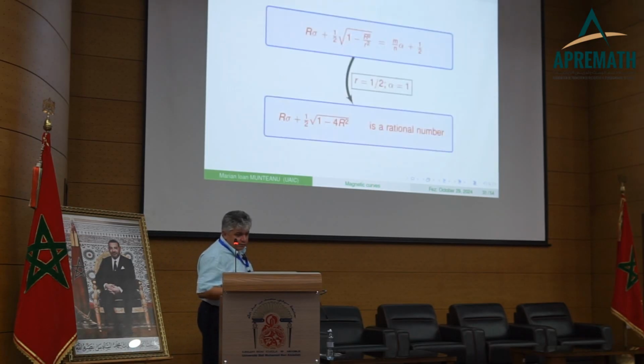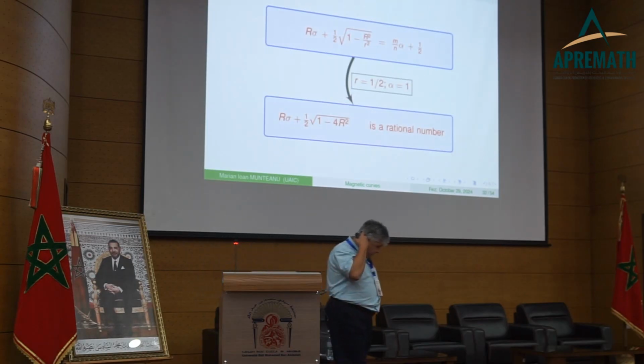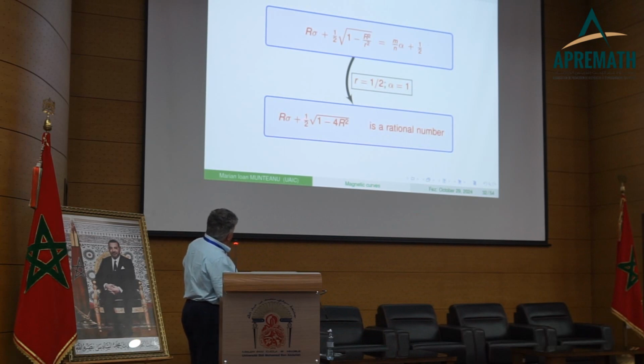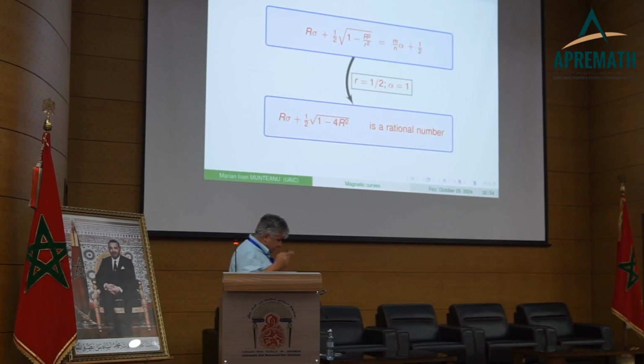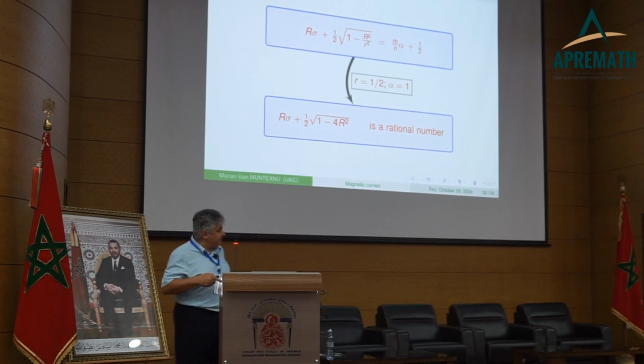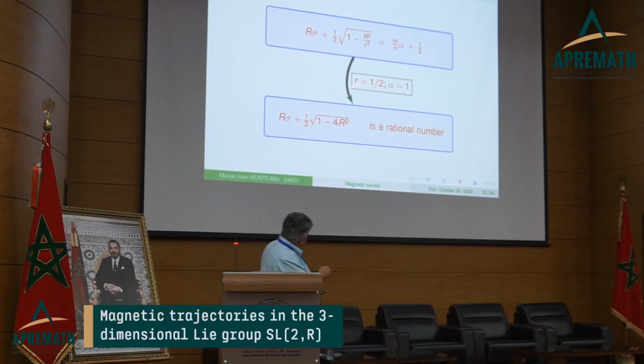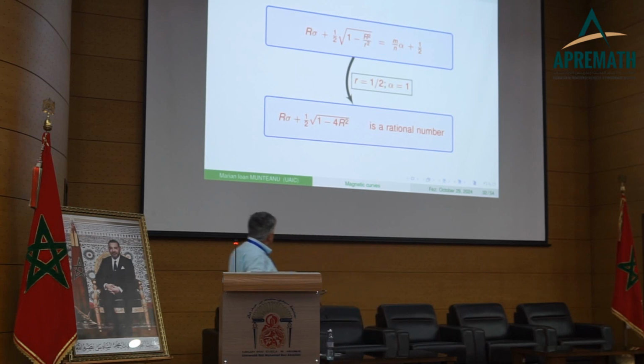When C is 1, we retrieve a result of a group of people from Sevilla studying magnetic curves in S3, and they obtain this: gamma in S3(1) is periodic if and only if this expression is a rational number. If we particularize, alpha is 1 and small r should be 1 over 2. This capital R is the radius of the projection of the circle beta, so it is less than r. So this condition is an extension of this one.